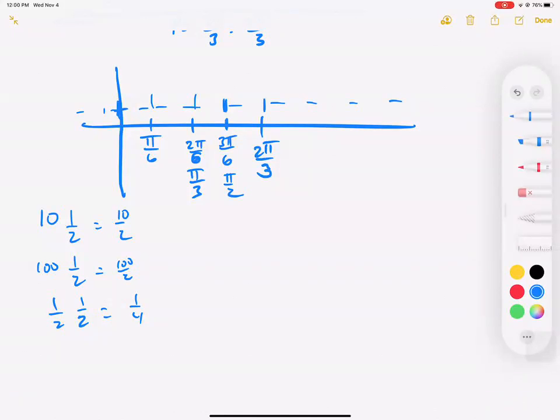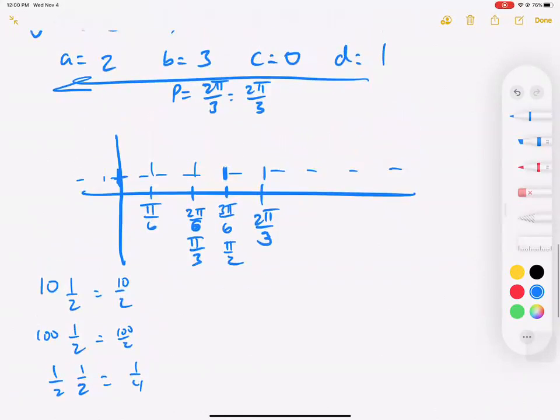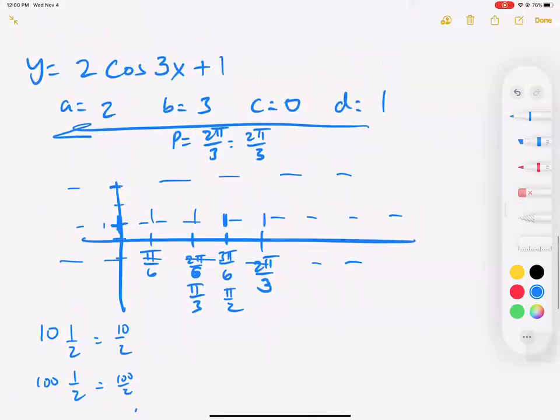Now that we have our setup, we have D, C, B, we just need A now. A is 2. So from the center, we're going to go up 2 and go down 2. Is this a sine or cosine graph? Because remember, sine starts in the middle, cosine starts at 1. Since this is a cosine graph, we're going to start off at positive 1, I mean up here. So cosine always starts at the tips.